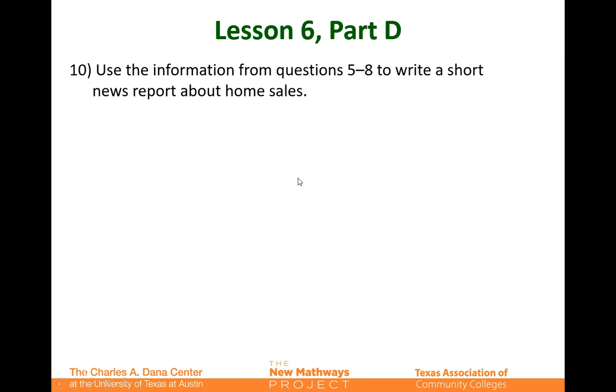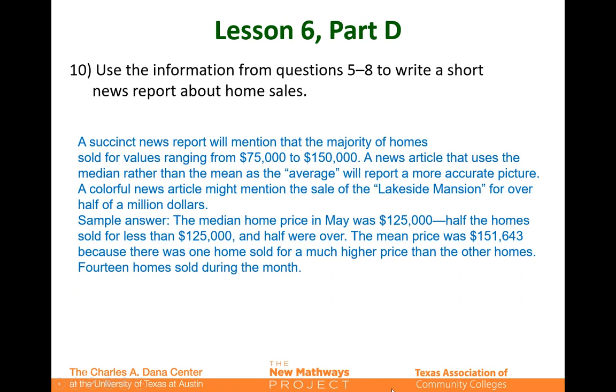It says use the information from questions 5 to 8 to write a short news report about the home sales. Here's a short one. It says a succinct news report will mention that the majority of the homes sold for values ranging from $75,000 to $150,000. That's that middle 50% from Q1 to Q3. A news article that uses the median rather than the mean as the average will report a more accurate picture. A colorful news article might mention the sale of the lakeside mansion for over $500,000.